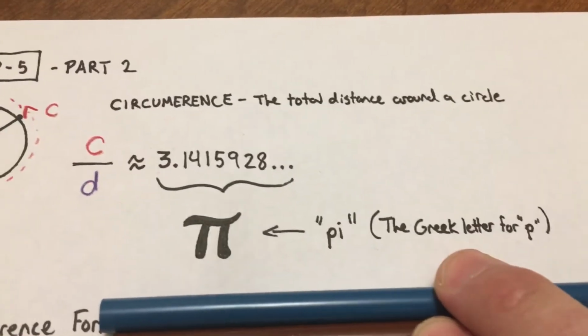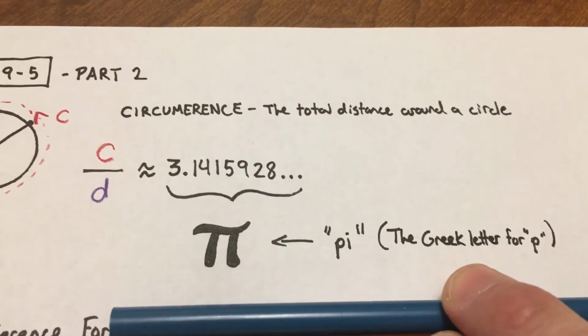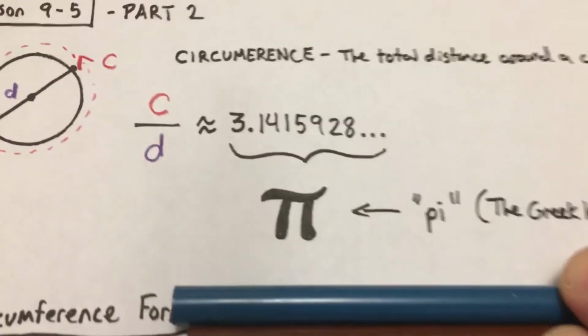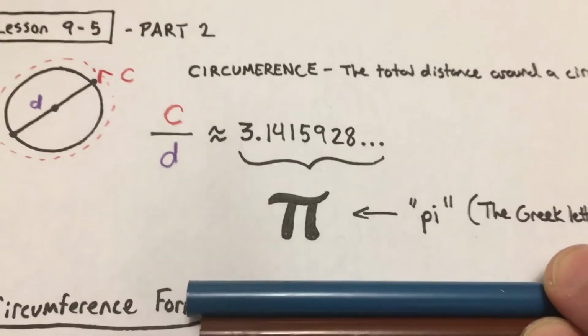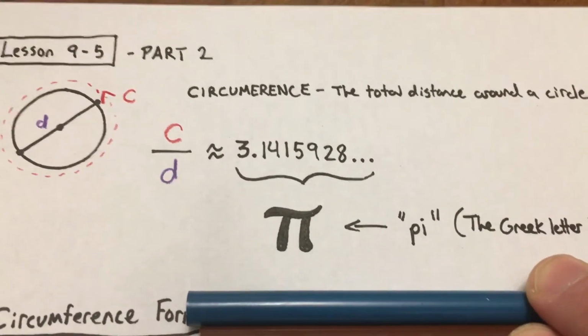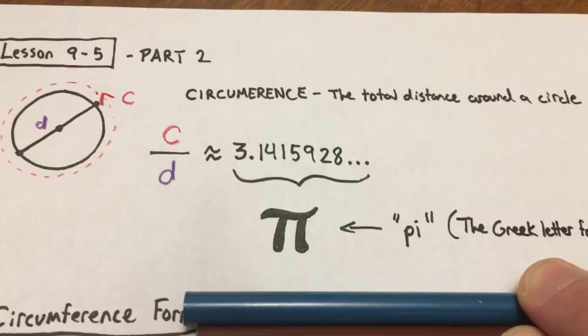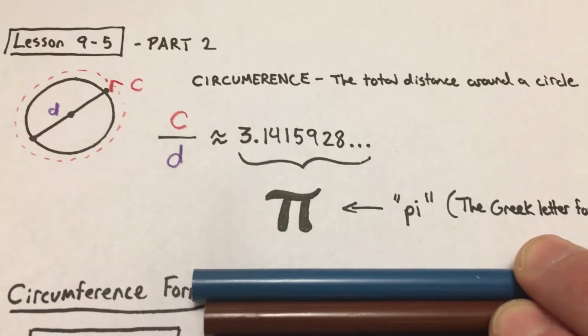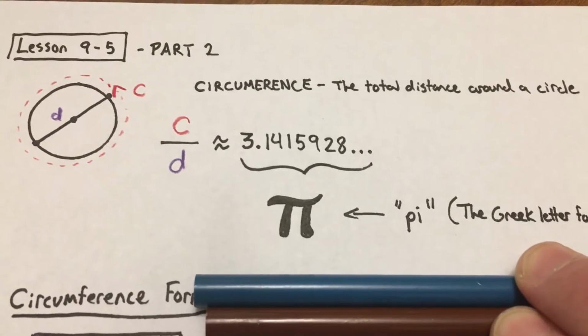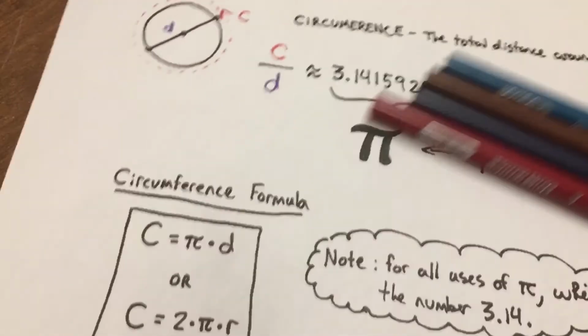So pi is actually the Greek letter for p, and it looks like this little funny symbol right here. So that is how the value of pi came about. It's just simply the ratio of a circle's circumference to its diameter. So anytime we see this symbol in math, we're always referring to the measurement 3.14.